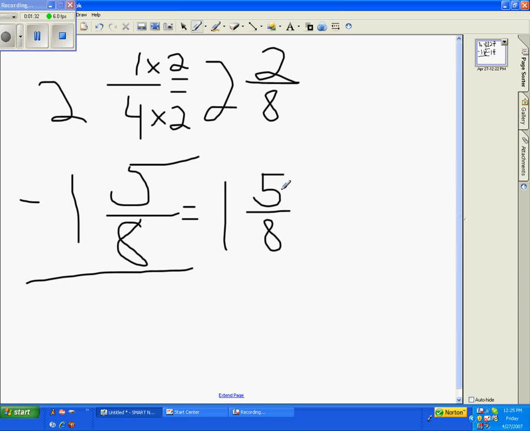We start with 2 and we take away 5. We cannot take away 5. So what we have to do is regroup. Just like when we're dealing with whole numbers and we have different places, the ones place and the tens place, we're going to go to the next greater place, take 1 away from that place, so now it becomes 1. And then we're going to change that 1 so it is a fraction with 8 in the denominator.